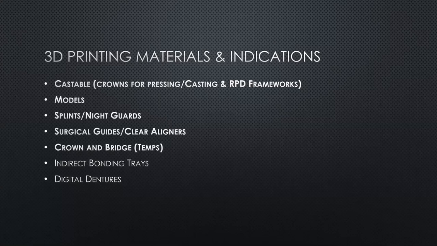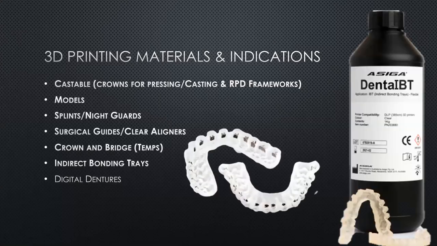And then of course we have indirect bonding trays, following up with ortho. Indirect bonding trays are another amazing way that 3D printing can improve efficiency. So depending on your jurisdiction and the laws governing orthodontics, if you're an orthodontist and you're legally required to be the one that places the brackets on the patient, rather than taking an hour, you can do it in essentially 30 seconds.